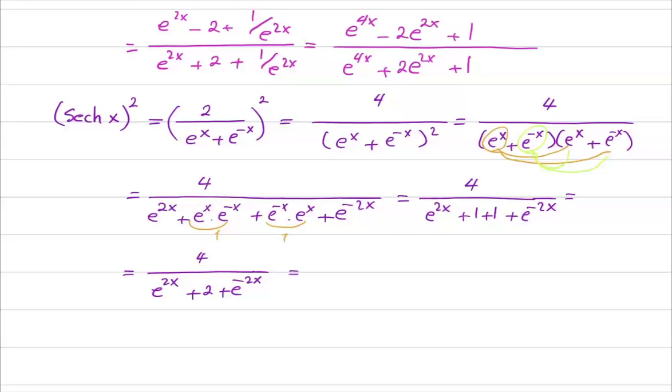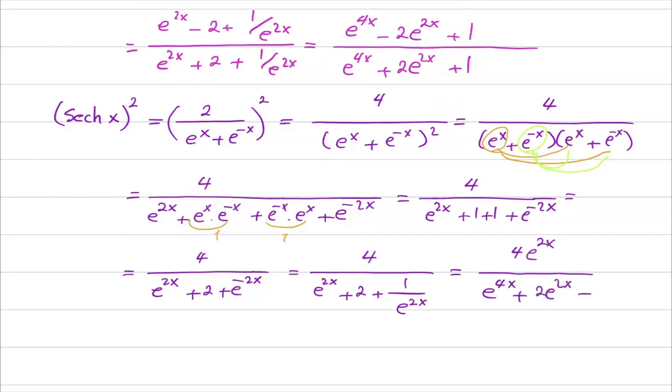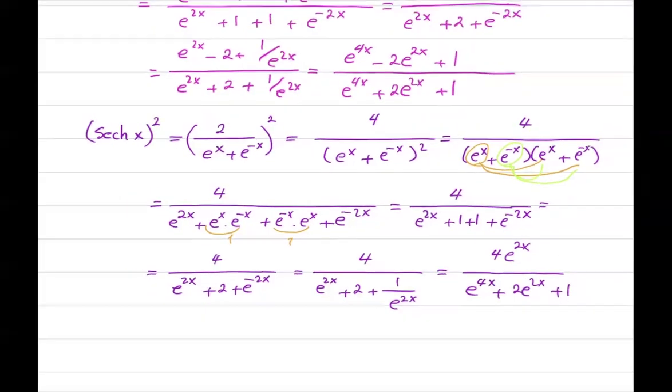You can write this as 4 over e to 2x plus 2 plus 1 divided by e to 2x. When you take the common denominator, it goes on the numerator. You end up with e to the power 4x plus 2 e to the power 2x plus 1. Very good. So see what happened, everyone.